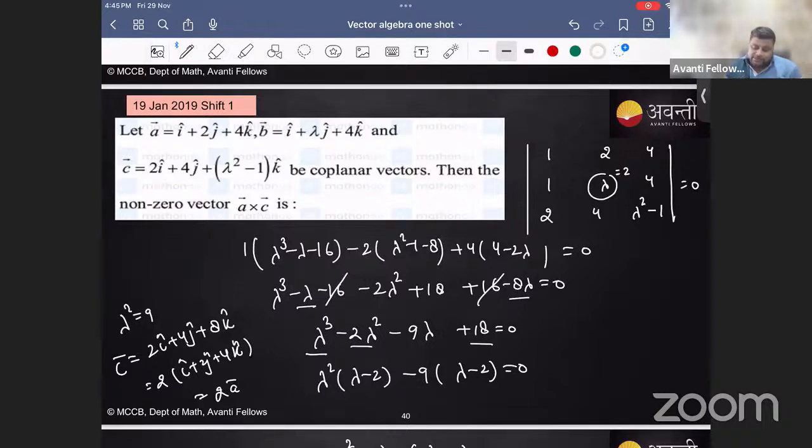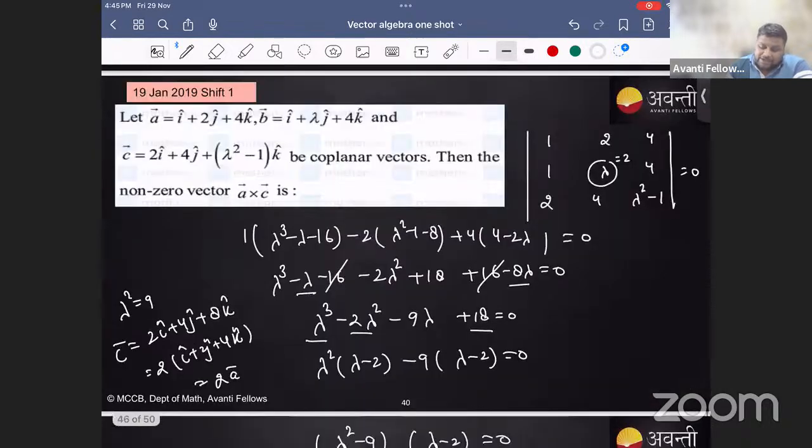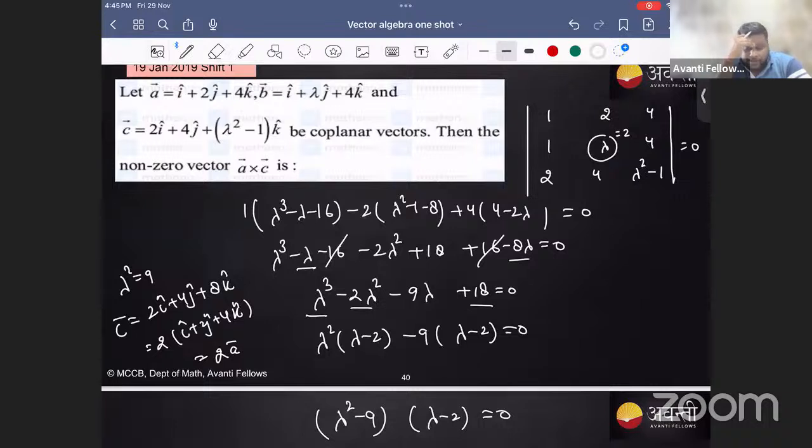So if I take lambda as 3 or minus 3, A and C are parallel and their cross product is definitely going to be 0. Correct? That means this lambda has to be 2. These both are rejected. So your lambda is 2. So with this lambda, your A is i cap plus 2j cap plus 4k cap, and your B is 2i cap plus 4j cap plus 3k cap. Now you can find their cross product and get your answer. Am I clear? Vedant, understood?